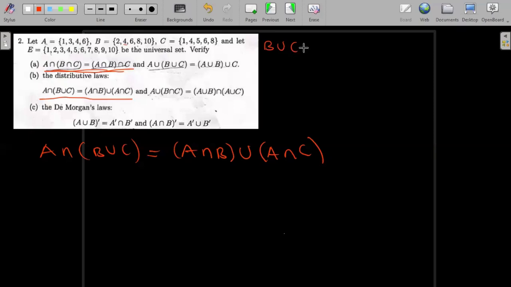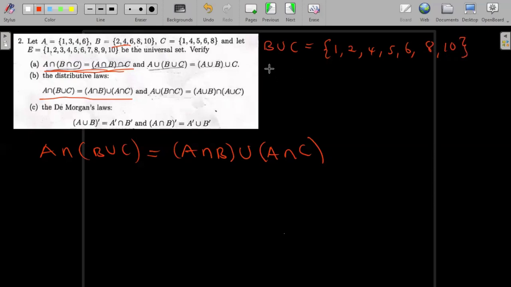All right, so now we are saying B union C. So I have to find my B union C. Union brings all the elements together. So I bring everything that is in B and that is in C, I bring them all together. And when I list those elements, that will be 1, 2, 4, 5, 6, 8 and 10. So this is my B union C.